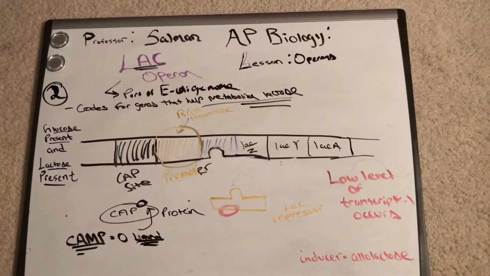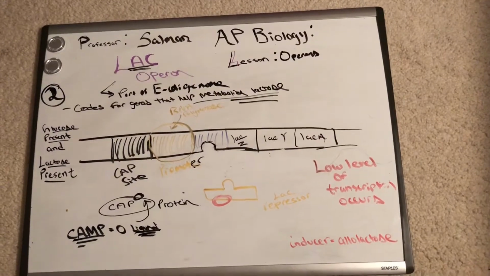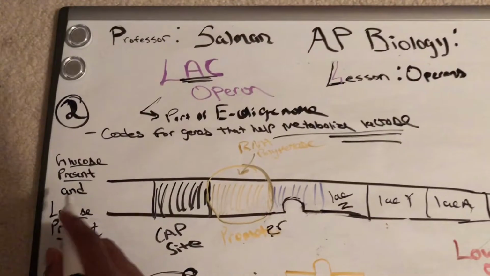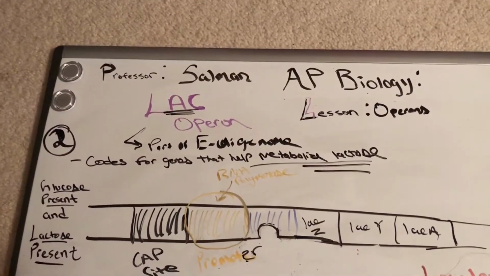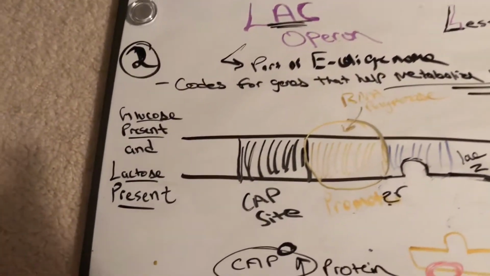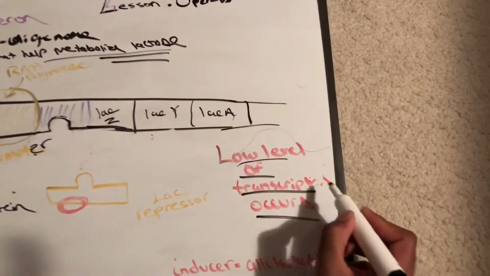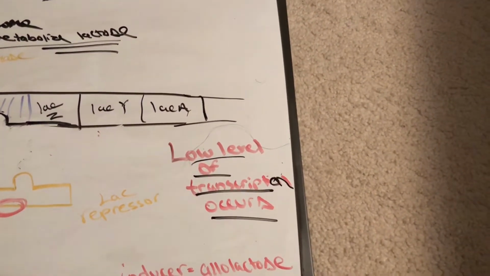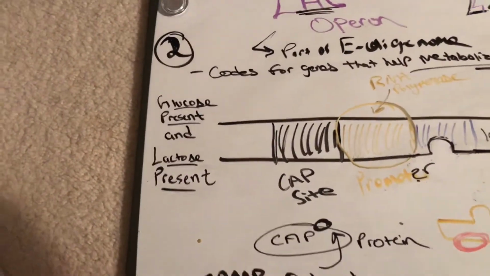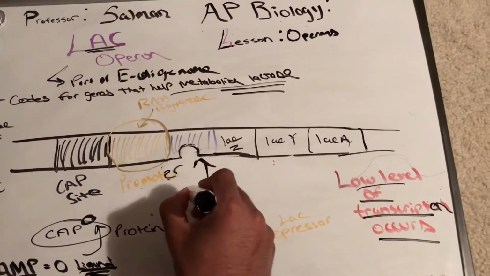Okay guys, we are back here with scenario 2 in the lac operon. Basically in scenario 2, glucose is present and lactose is present. So in this scenario, both glucose and lactose are present, and when both of these things are present, you will have a low level of transcription occurring. Let's explain why that occurs. Again, like I explained in the first video, I don't want to repeat too much. We have this CAP site, this promoter site, and this operator site.